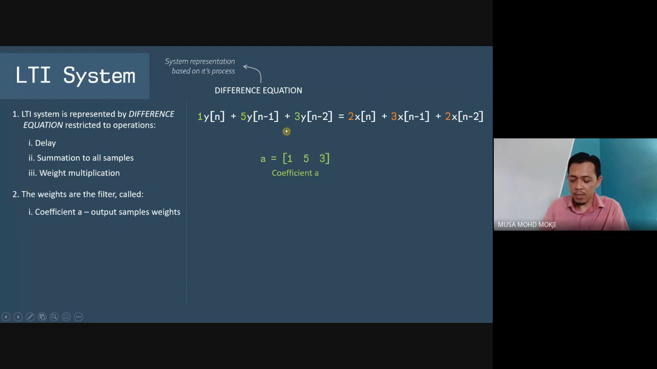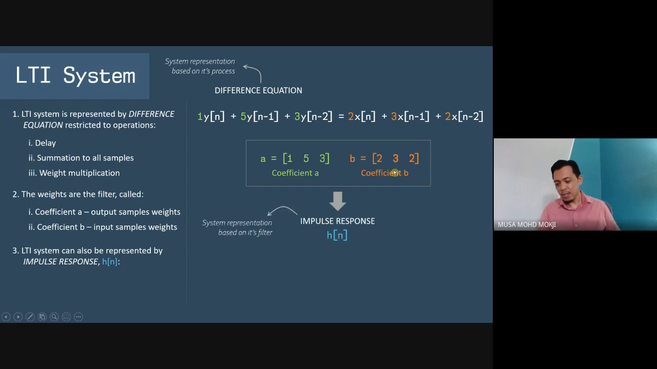So just now, from the equation that we have seen in the previous slides from the previous hour, we see this A variable. Actually, this is what we call coefficient A. Whatever the weight for the output sequence, we put it this way, and we call it coefficient A. And the other one is coefficient B. So we have seen this, the A and B variables. So this is 2, 3, and 2. Put it into a vector, and we call it coefficient B.